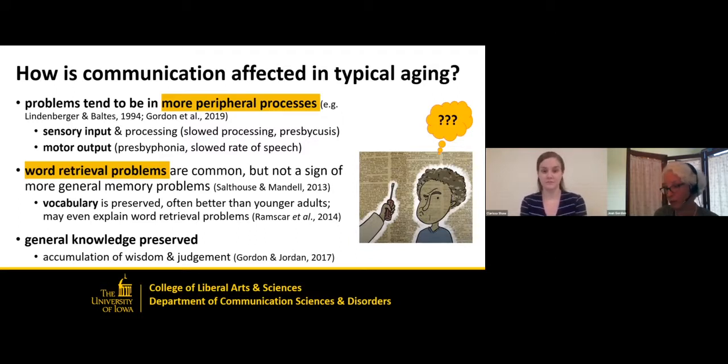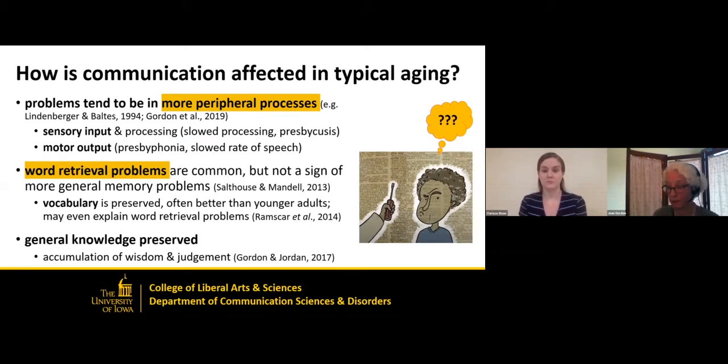And there are some who think that it's this expanded vocabulary that accounts for age-related word retrieval problems, with the idea being that as we gather more words, it becomes more difficult to sort between them and identify the correct word that we're looking for.